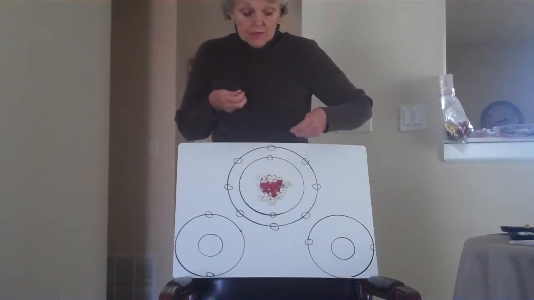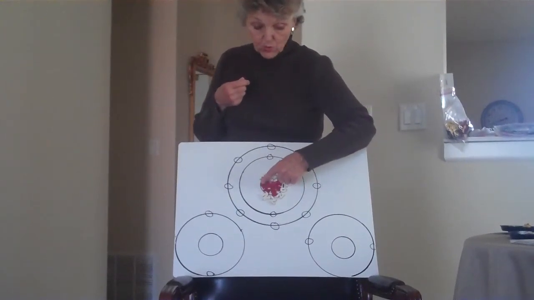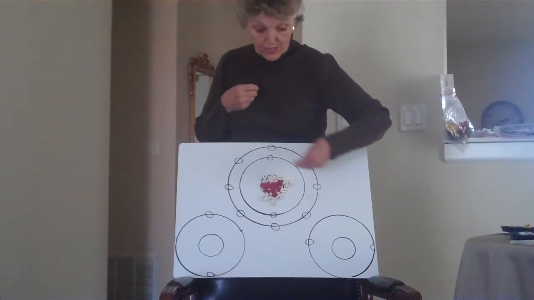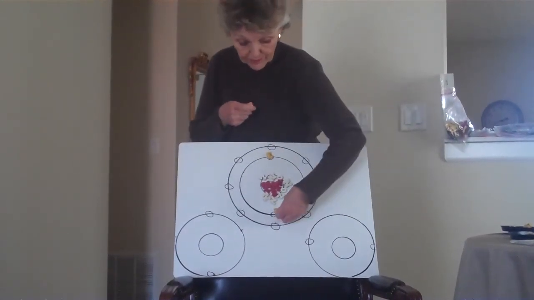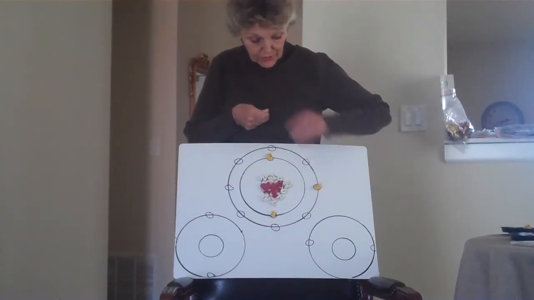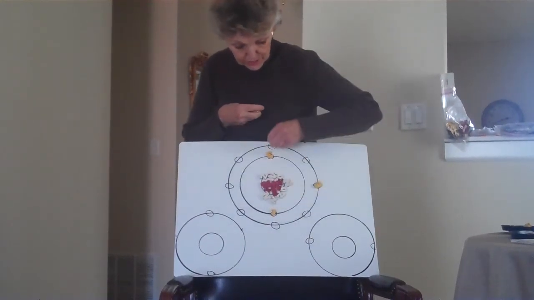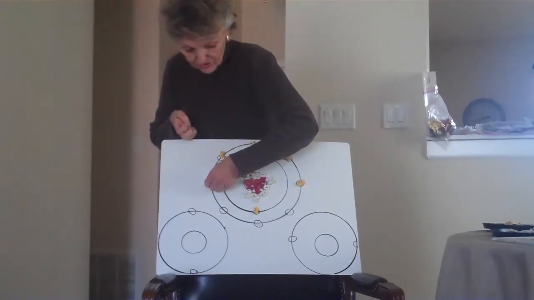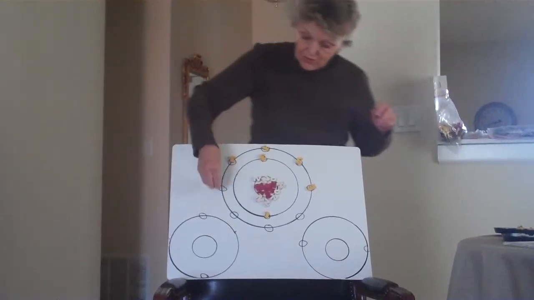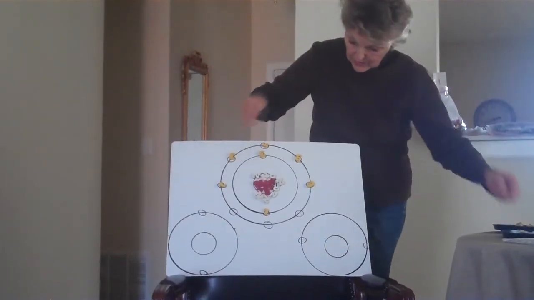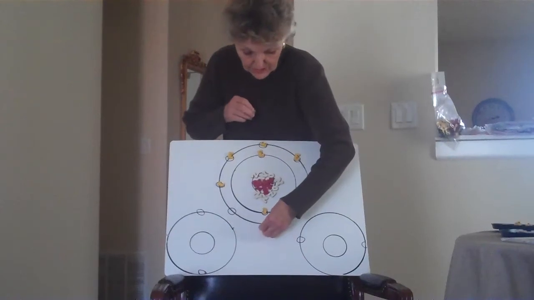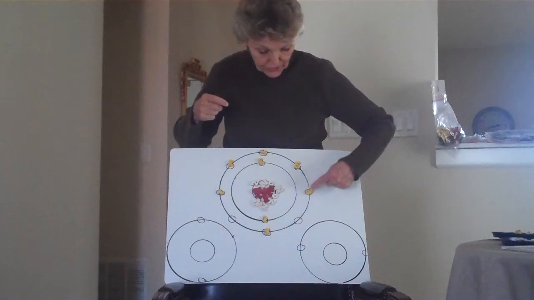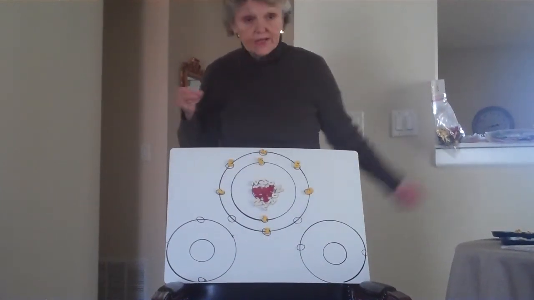Now then, because I have 1, 2, 3, 4, 5, 6, 7, 8 protons, I'm going to start using 1, 2, 3, 4, let's put this up here, 4, 5, 6, 7, we lost an electron, 8 electrons. Now, let's count them. 1, 2, 3, 4, 5, 6, 7, 8 electrons.